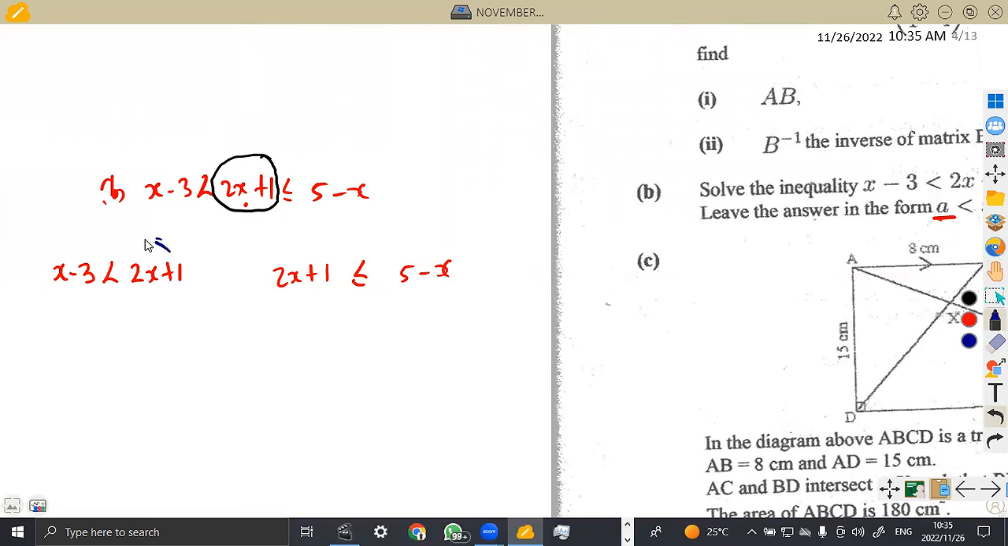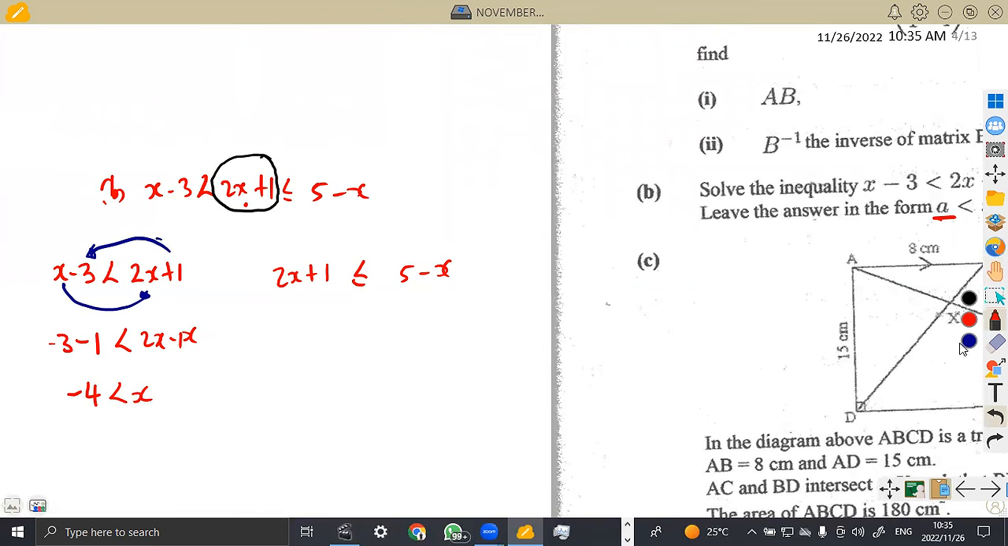Now I transpose the 1 to this side, which is going to be negative 1. Transpose x to this side, it is going to be a negative x. So we are going to have negative 3, negative 1 is less than 2x minus x. So negative 3, negative 1, that is negative 4, is less than x, since 2x minus x is just the same as 1x. So x is greater than minus 4, or minus 4 is less than x. I don't know the way that you are going to refer to it.